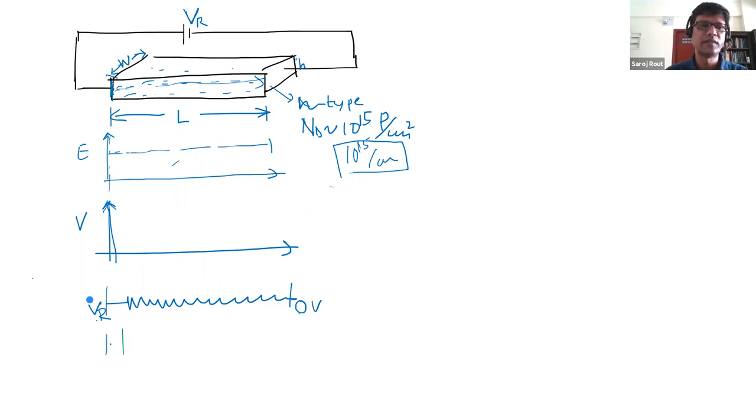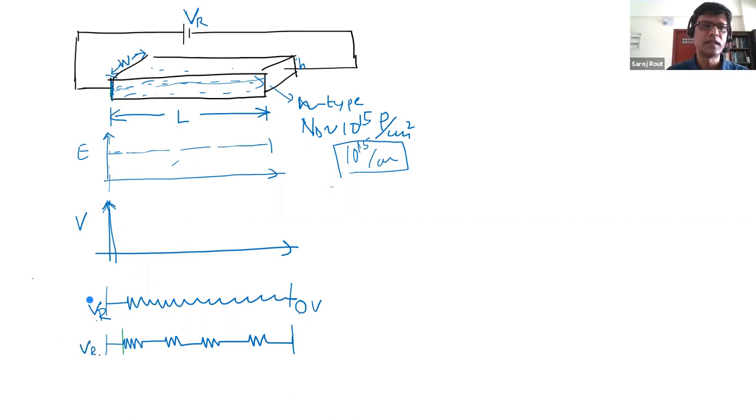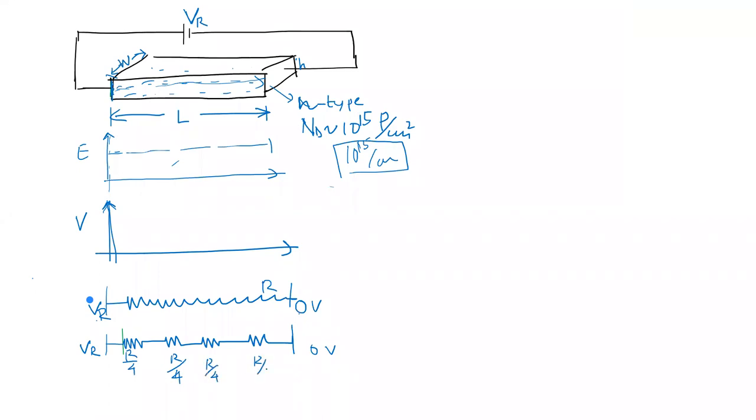Well, one way to look at it is if I split this into many resistors. So let's split it into four resistors, let's say. So this is still VR. This is zero. So if this was, let's say, resistance R, this would be R by four. This would be R by four. This should be R by four. This should be R by four, right?